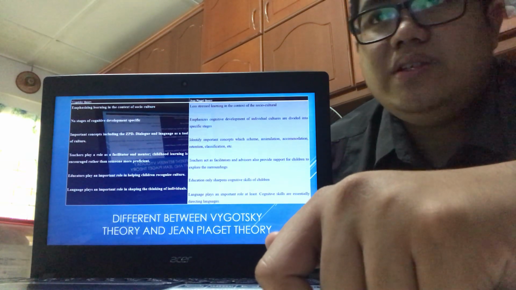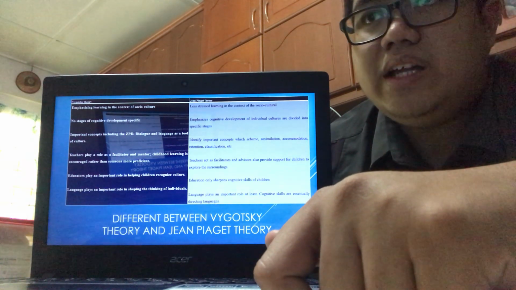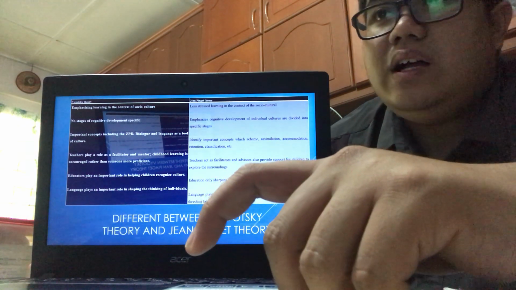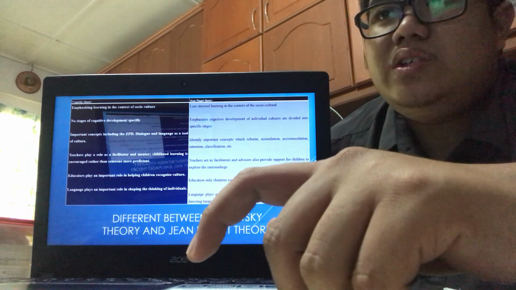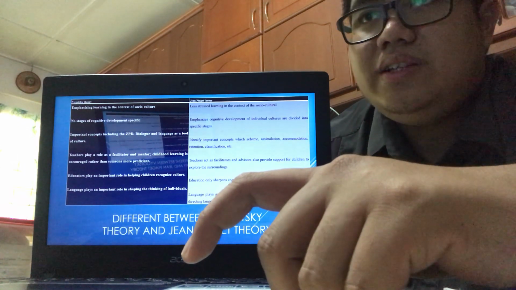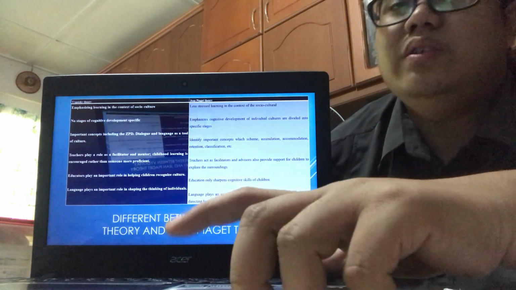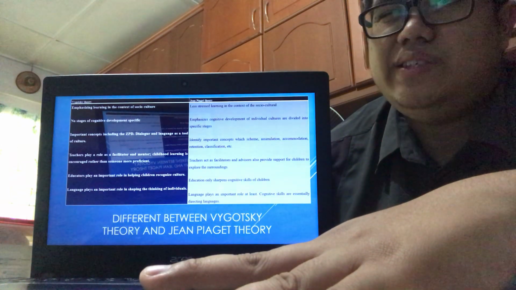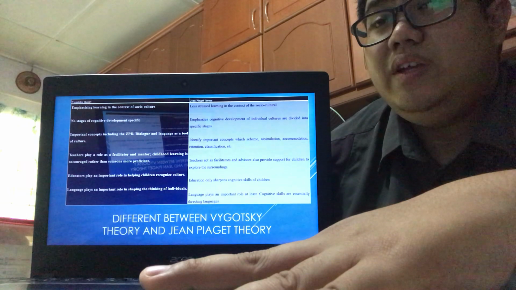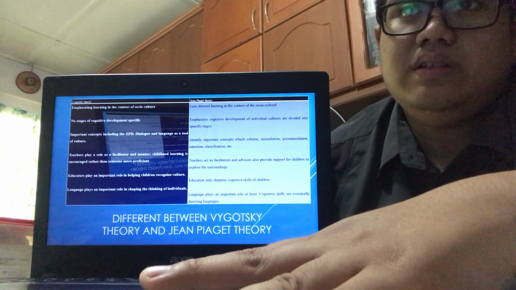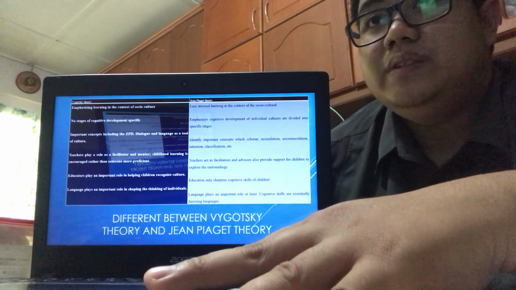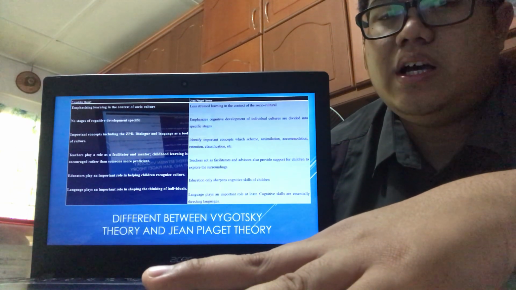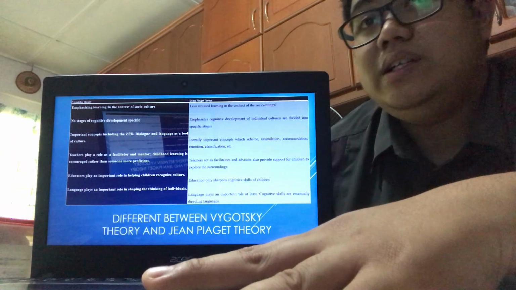So last one, for Vygotsky, language plays an important role in shaping the thinking of individuals. For Jean Piaget, language plays a role in cognitive skill, essentially directing language. So there are six differences between Vygotsky and Jean Piaget theory. Of course we focus more on Vygotsky because Vygotsky focused on scaffolding.